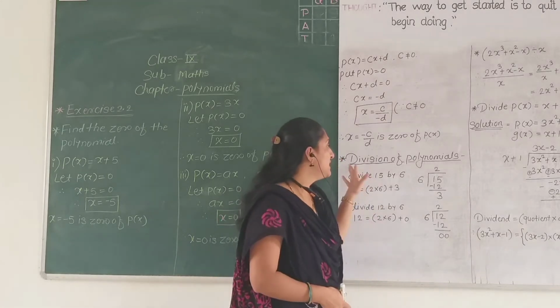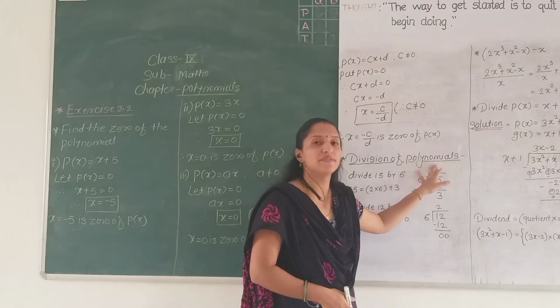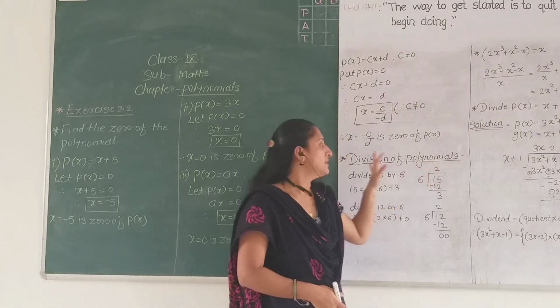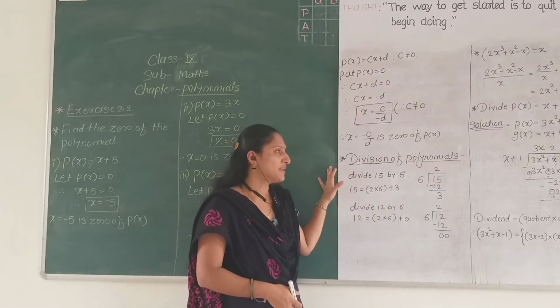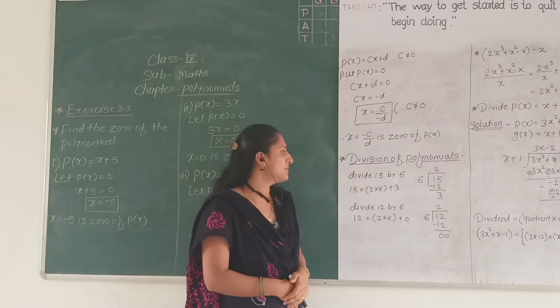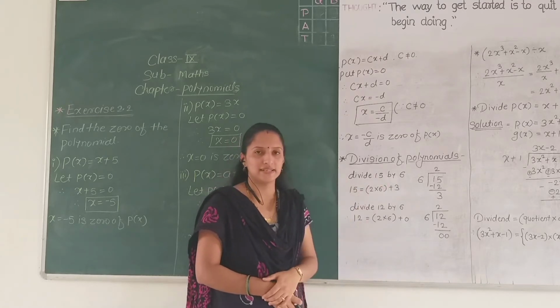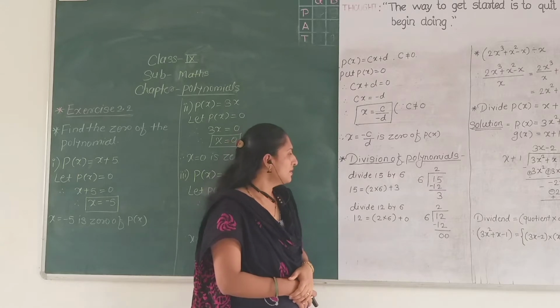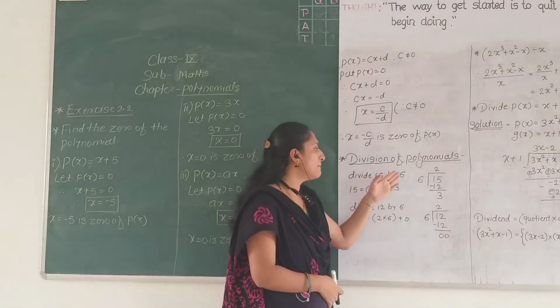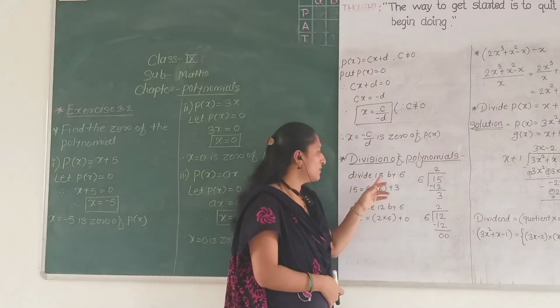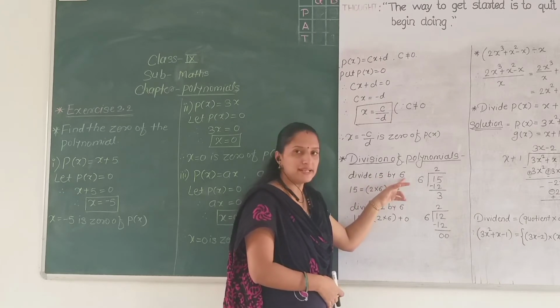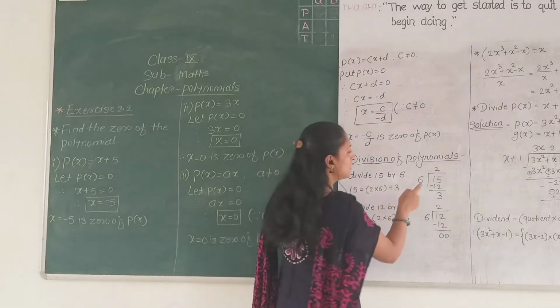Which is division of polynomial, and it's very important. Okay, division of polynomial. Now look at the two numbers here, 15 and 6. Whenever we divide the number 15 by 6, what will happen here?